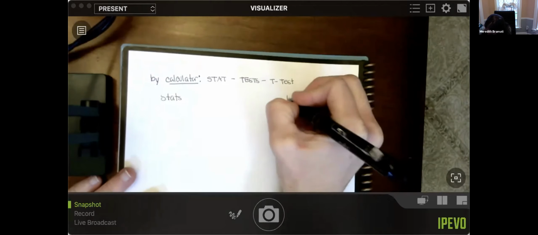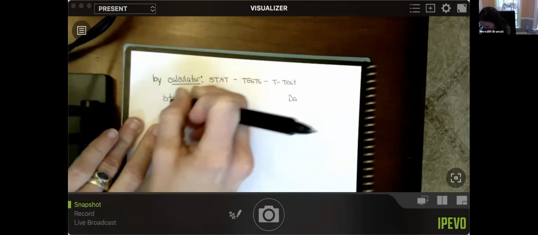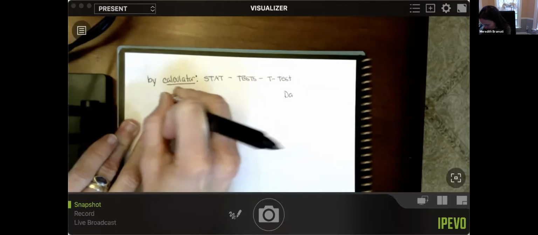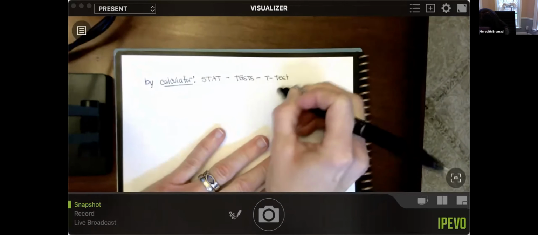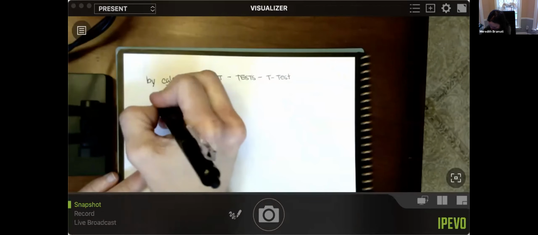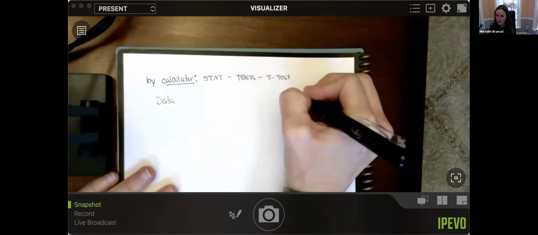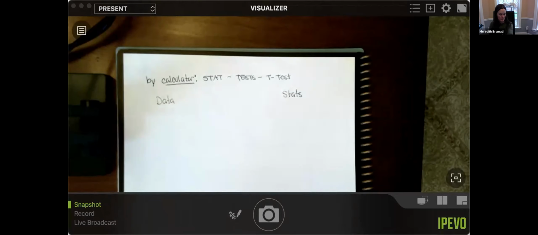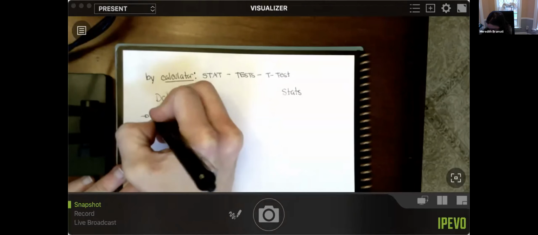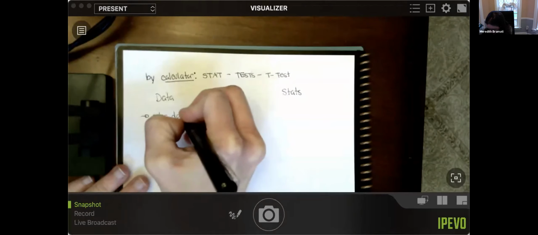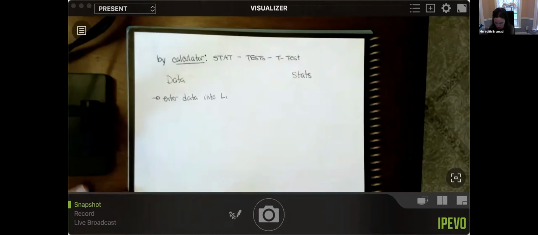And there's data. Actually, I'm gonna write them backwards, sorry. I'm gonna write them how you would see them in the calculator. Okay, so let me reverse those, sorry. I don't want to crisscross it, okay? So if it's data, enter data into L1.